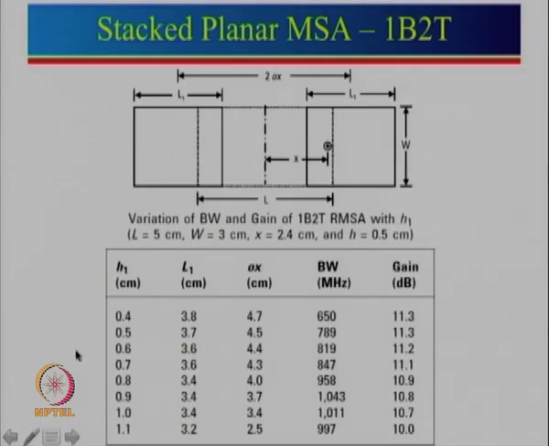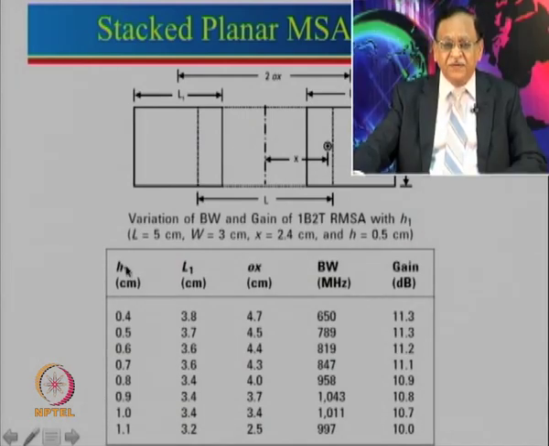Now, what we have shown here, we actually ran several cases where the height of the top patch h1 is changed. So, this height h1 is from the bottom patch. The bottom patch is at height 0.5 and the top patches are at an additional height of h1. So, you can say that the total height of this entire antenna will be 0.5 plus h1. Different values of h1 are taken, which vary from 0.4 to 1.1. Now, you can see that correspondingly L1 has to be reduced.